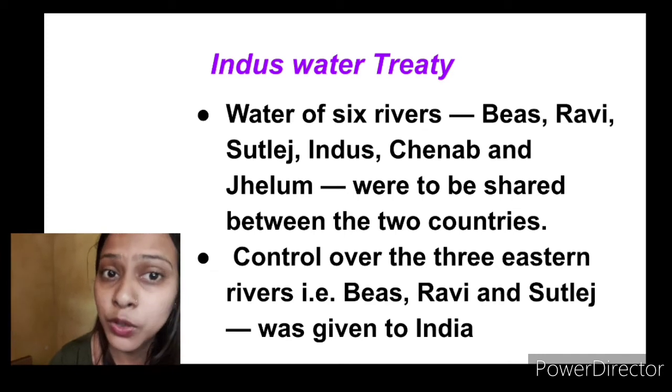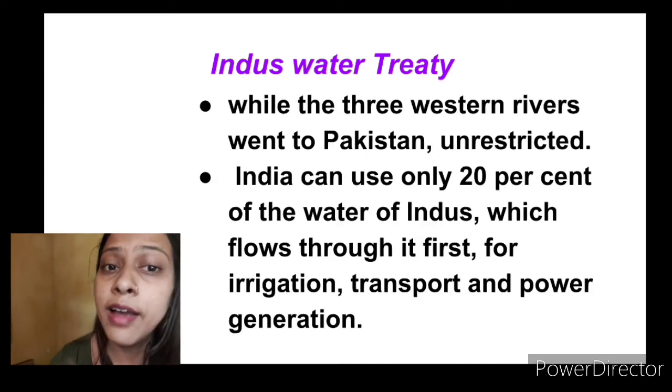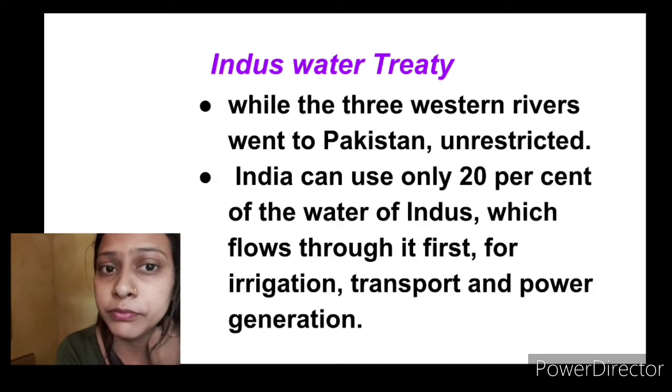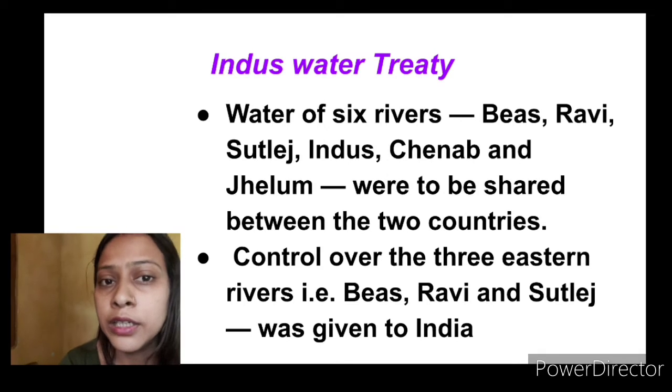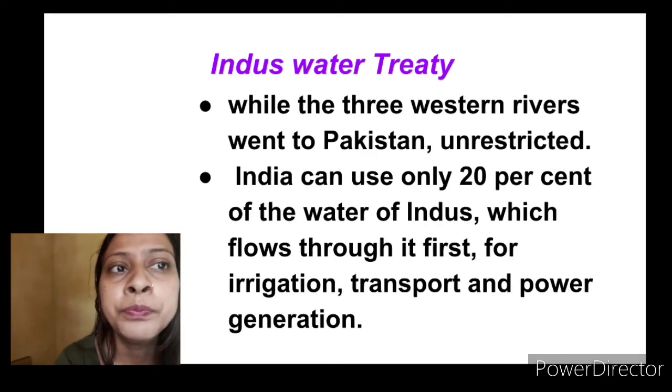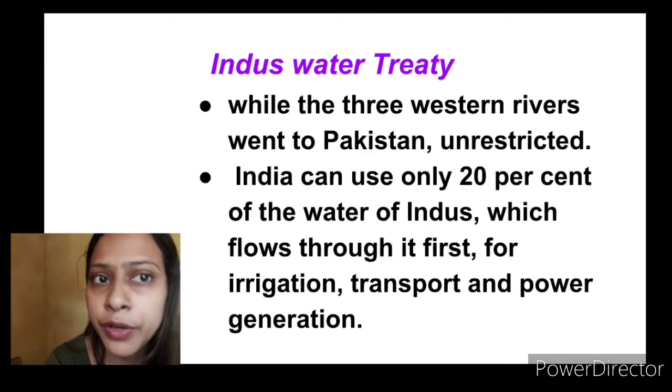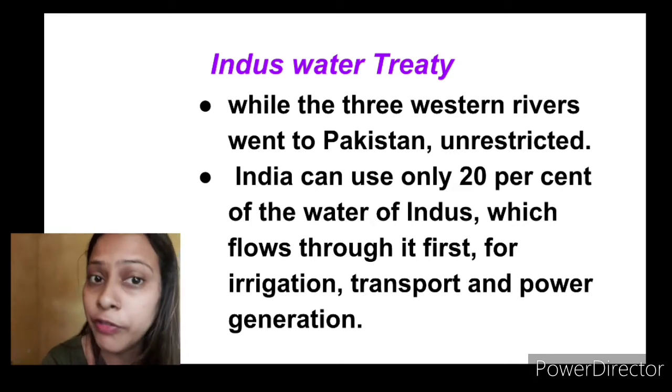Beas, Ravi, and Satluj were given to India, and the rest, that is Chenab, Jhelum, and Indus, were given to Pakistan. Okay, and India can only use 20% of the water of Indus.